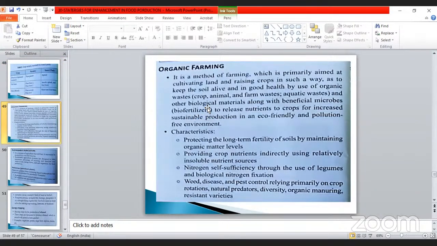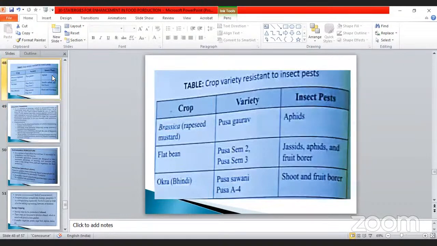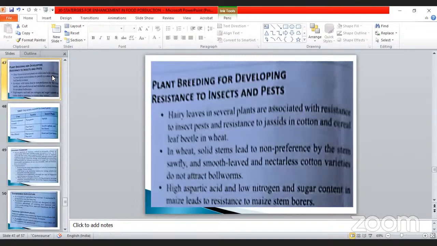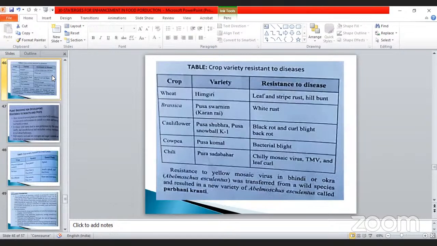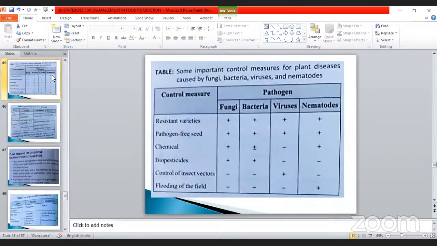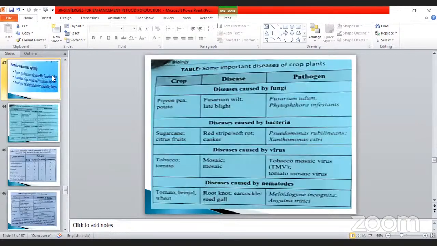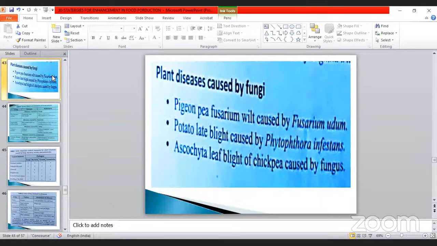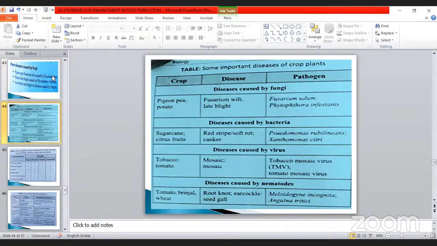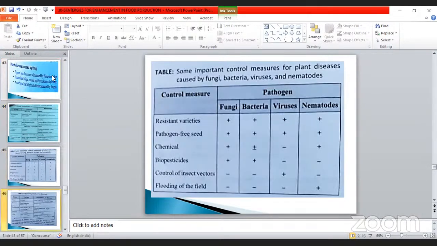Good evening, my dear students. Last class, we discussed what we have already covered. So, what are the things we covered? Plant breeding for developing resistance to insects, crop varieties resistant to diseases, and some important control measures for plant diseases caused by fungi, bacteria, virus, and nematode. Plant diseases are also caused by protozoa, and so on. Isn't it, my dear?